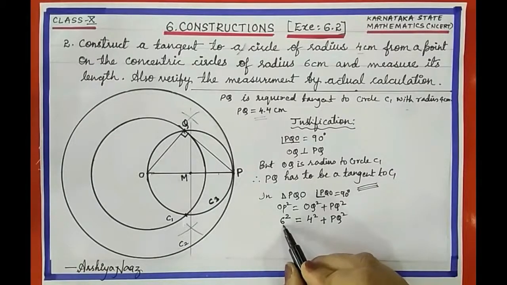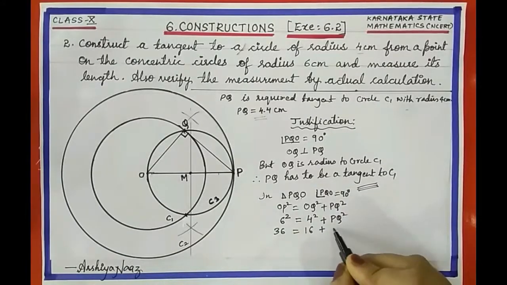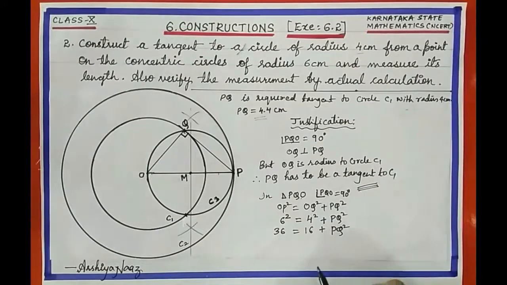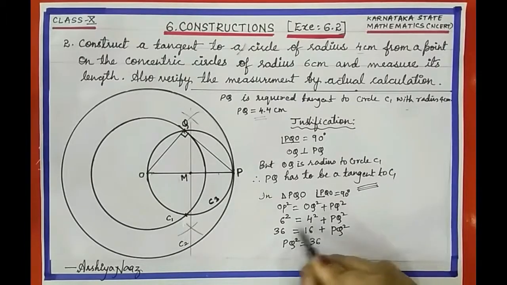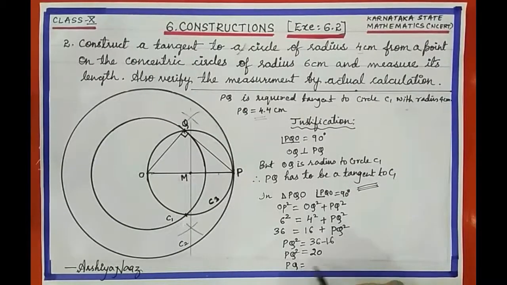So what is the value of 6 square? 6 into 6 is 36. Then what is the value of 4 square? 4 into 4 is 16. Then write PQ square as it is. So let us now bring PQ square to the left side. Then we get 36 minus 16, which is equal to 20. So PQ is equal to the square root of 20.